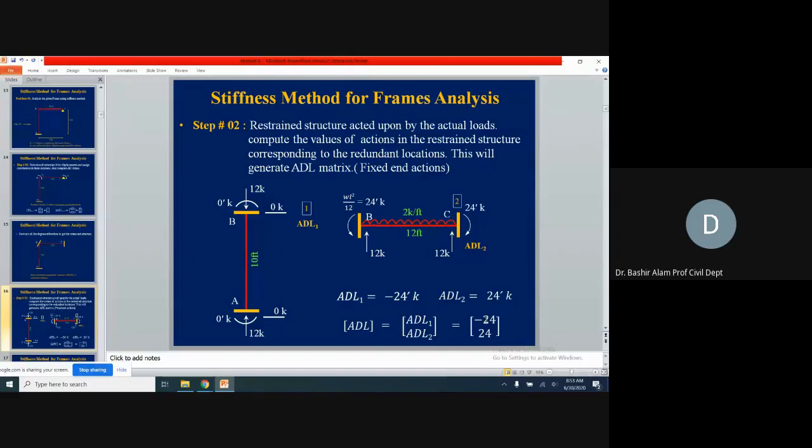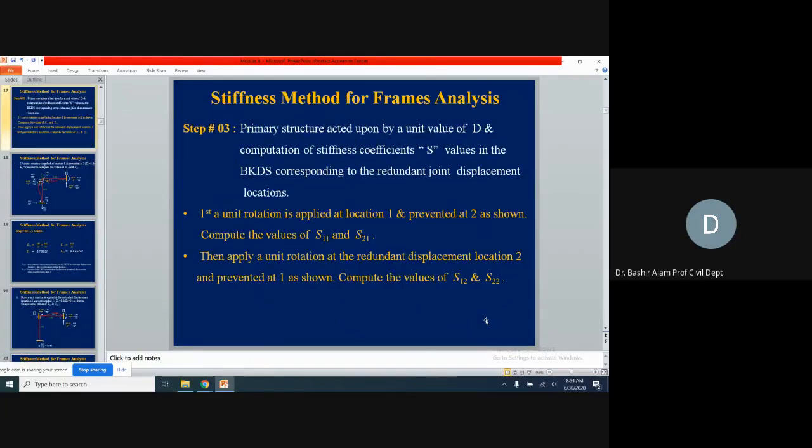After this, we go to the stiffness method. What we do in the stiffness method: it is the restraint structure that is acted upon by a unit value of D, and computation of the stiffness coefficient values in the basic kinematic determinate structure, corresponding to the redundant locations.